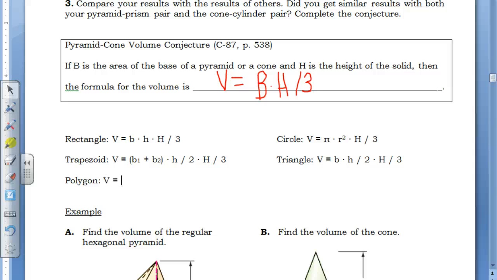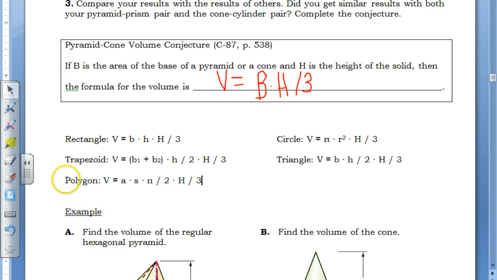So for the polygonal prism, let's just say a polygon in general, the area is the apothem times the side length times the number of sides divided by 2. That's a formula from chapter 5 if you were in Geometry B. Then to make it a prism volume formula, we multiply by the height of the prism. Then to make it a pyramid volume formula, we add a divide by 3.